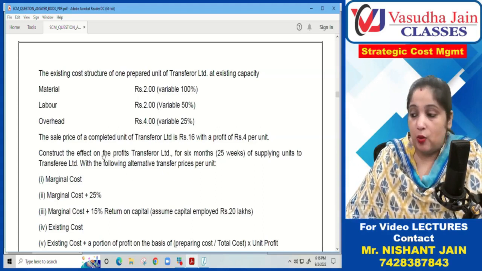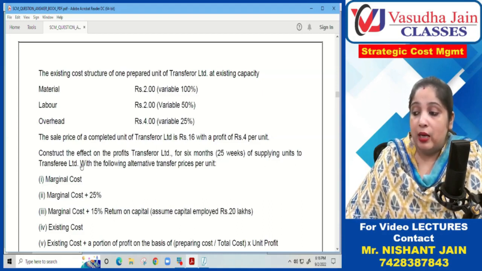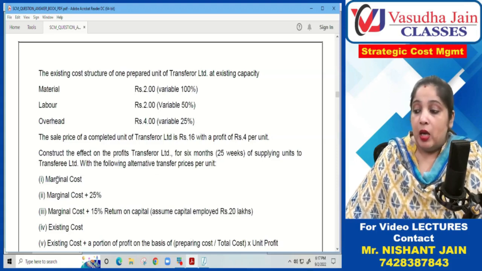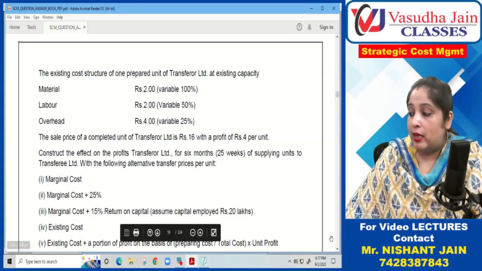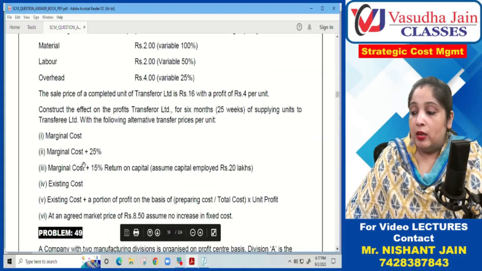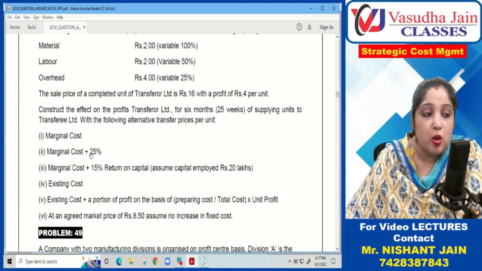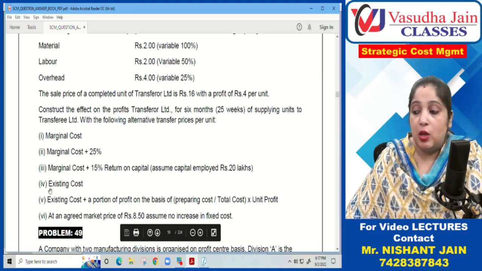Now you have to construct what will be the effect on the profit of Transferor Limited for the next 25 weeks for supplying to Transferee Limited with the following alternative transfer prices per unit. Either the transfer price can be marginal cost. So in this question, they have said there are 6 ways the transfer price can be fixed: marginal cost plus 25%, marginal cost plus 15% on ROI, marginal cost equivalent to existing cost.